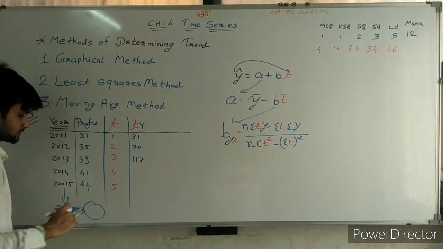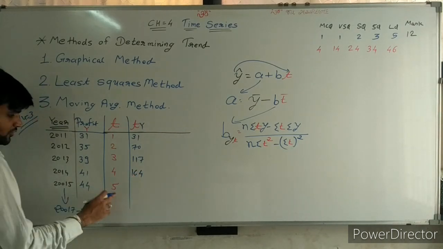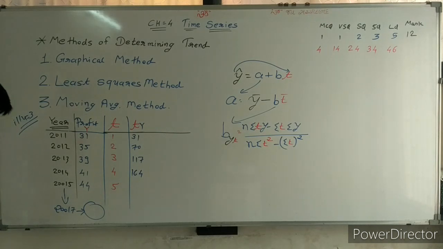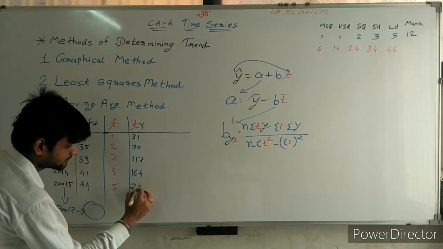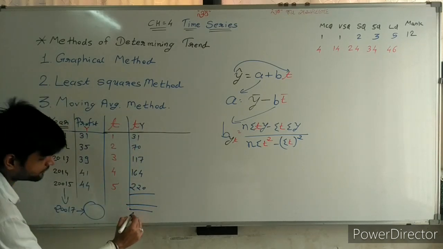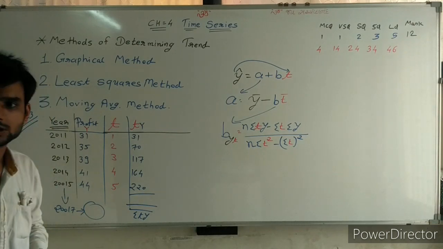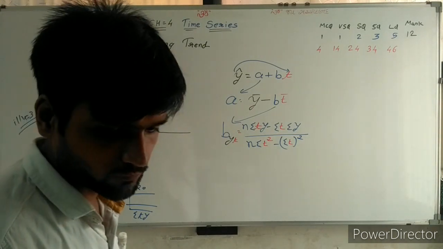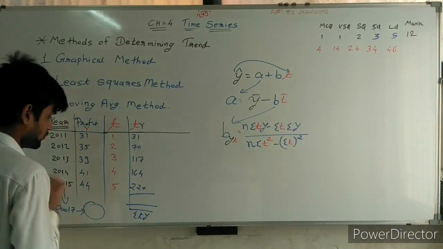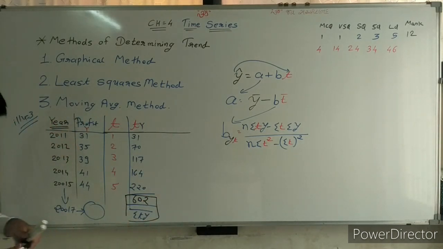41 into 4. 4 ones are 4, 4 fours are 16, so 164. 44 into 5. So first make 40 into 5, 200. Then 5 into 4, 20. 220. And if you are making the total of this, it is called sigma Ty. So make the total of this: 31, 70, 117, 164, 220. Answer is 602. Now this is my value of sigma Ty.